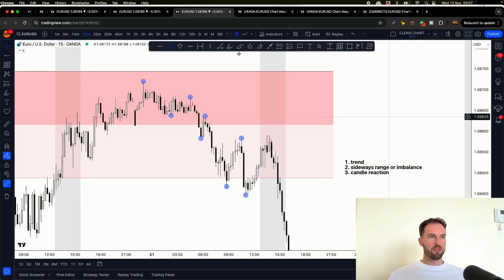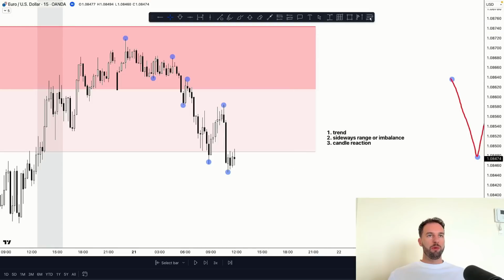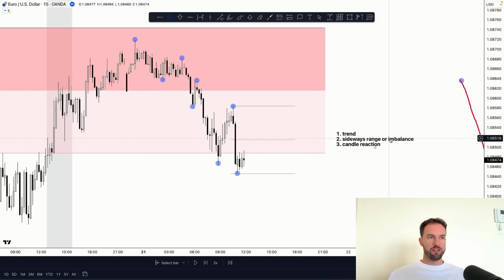So let's take it back to this point where we come into the session and we're in that bearish trend. So now what are we looking for? We're looking for our A to B point here, so we can look at our premium and discount, and we're looking for a sideways range or imbalance.